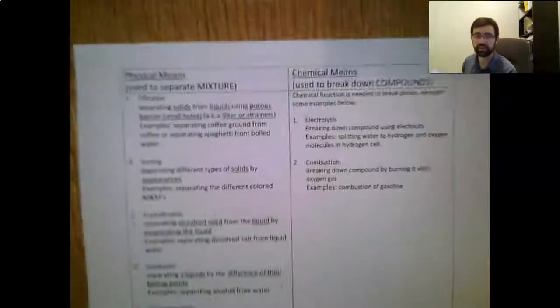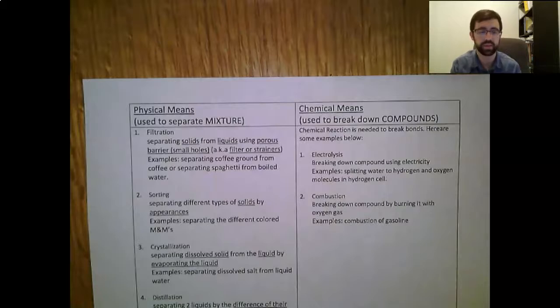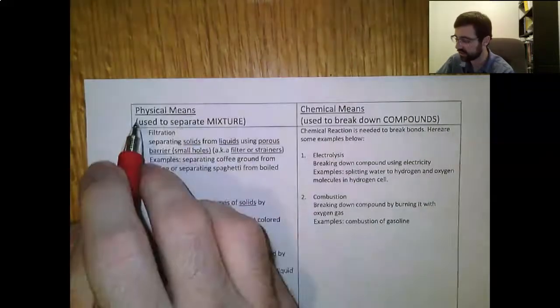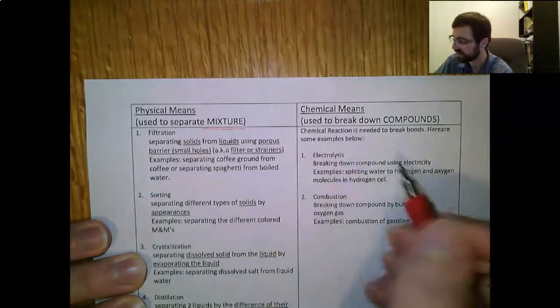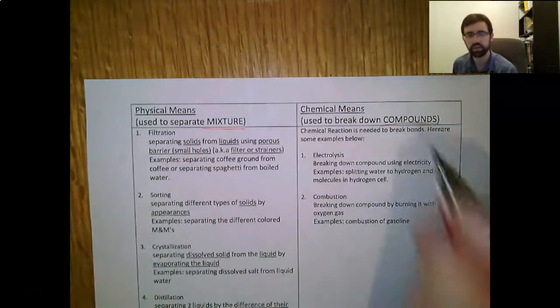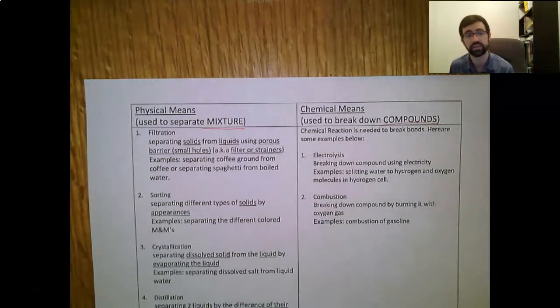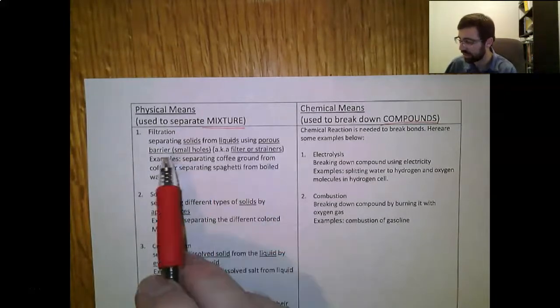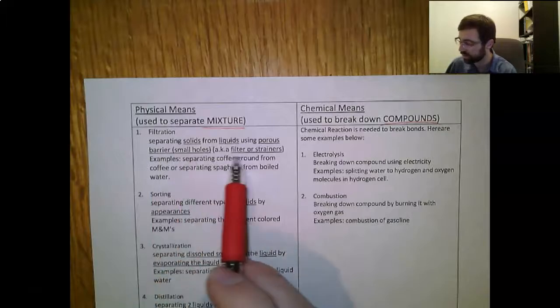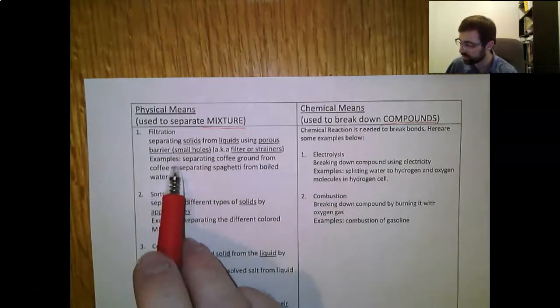All right, last thing on classification of matter is separation of matter. So there's different ways that we can separate these. We can use physical means to separate a mixture, or we can use chemical means to break down compounds. And you can look at the details here and figure out what type of substance specifically is going to be good to separate. This one says separating solids from liquids using a porous barrier, small holes, like a filter or a strainer. It gives some examples of this.